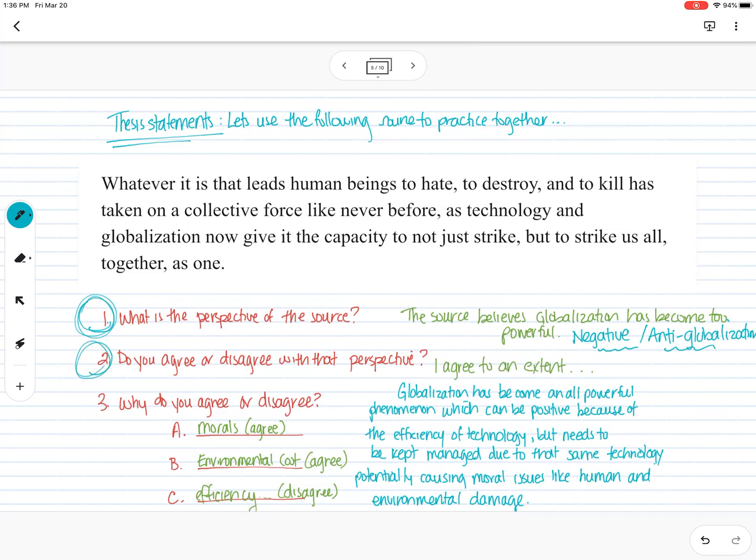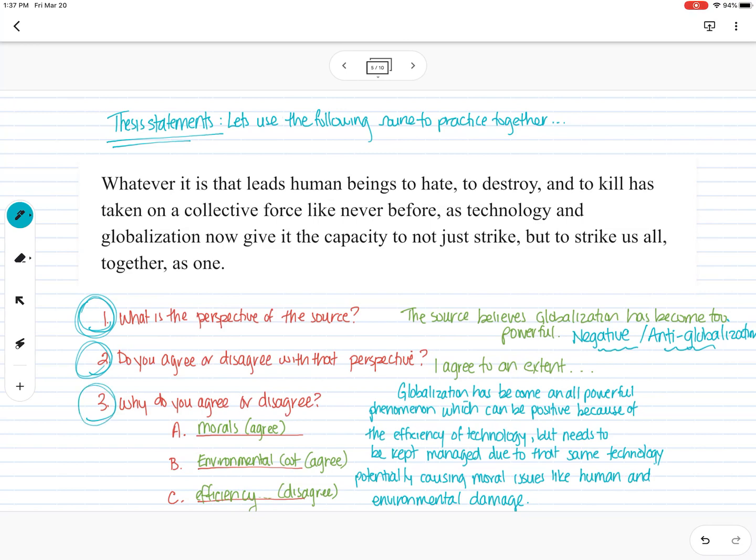Next thing that I want to do is take a look at whether I agree or disagree with that perspective. It is an anti-globalization perspective. I can't say that I completely disregard globalization as something that's negative. So I'm going to put that I agree to an extent, which means I'm going to have a couple of arguments that support why I agree that globalization is pretty negative, as well as an argument that states why I think globalization is actually pretty positive.